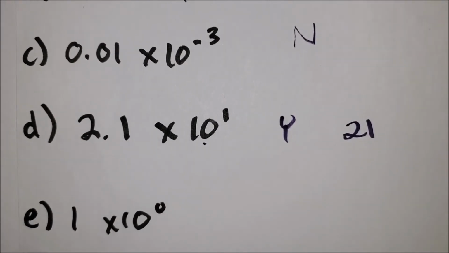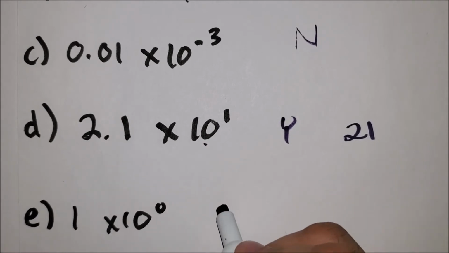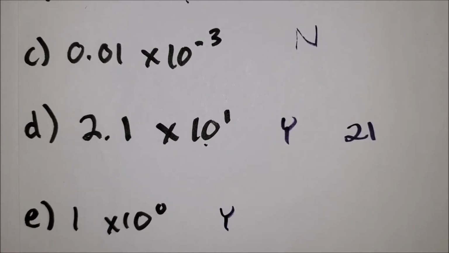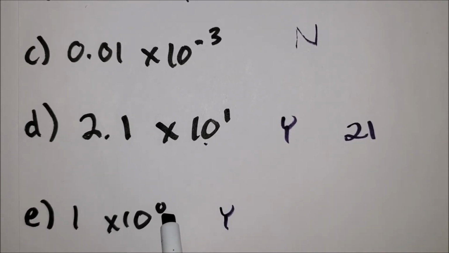The last one we have is 1 times 10 to the 0. This one is also in scientific notation. The exponent is an integer, 0, and this number is between 1 and 10, being allowed to equal 1, so it's okay. Anything to the power of 0 is just 1, so this number is actually just simply 1.